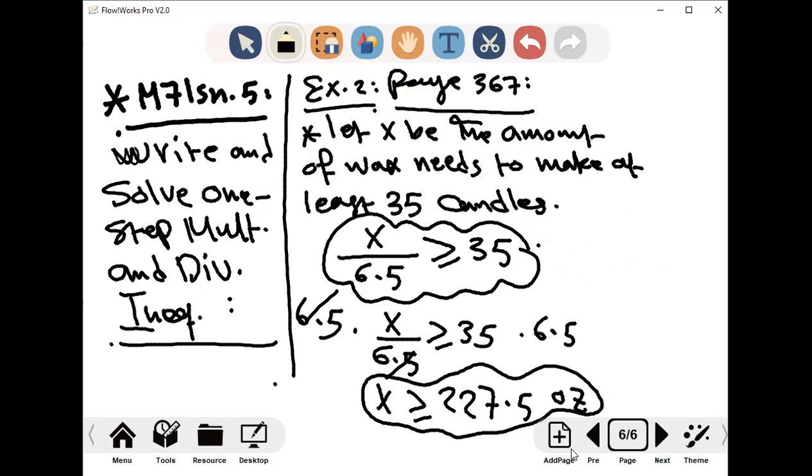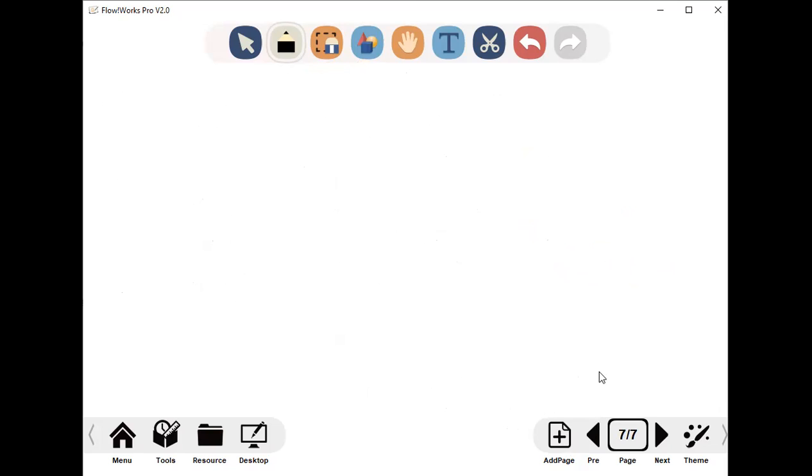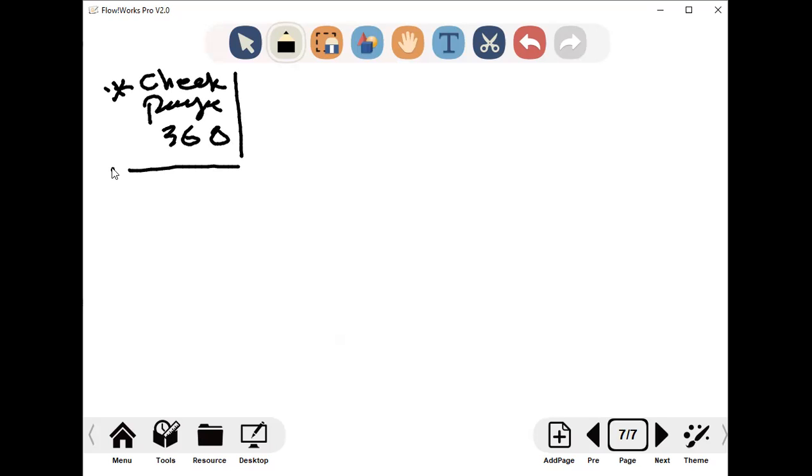Yes. So we don't know the amount of juice, right? Yeah. Check. Page 368. So the unknown thing here is what? The amount of juice, right? So let x be the amount of juice.